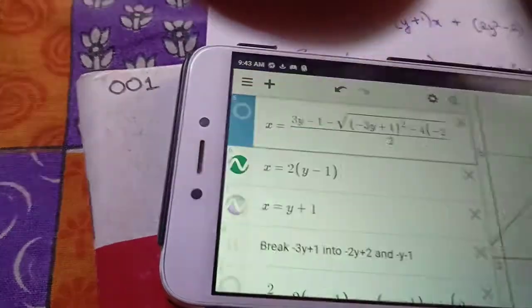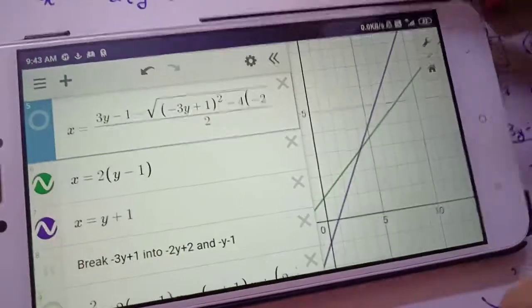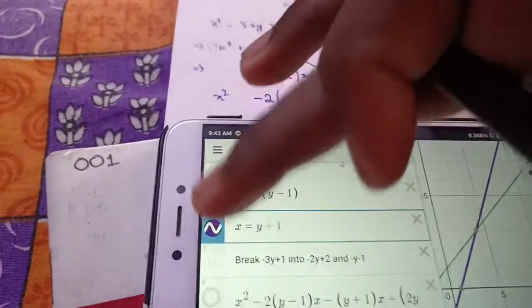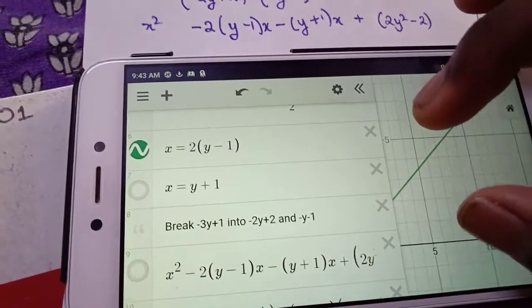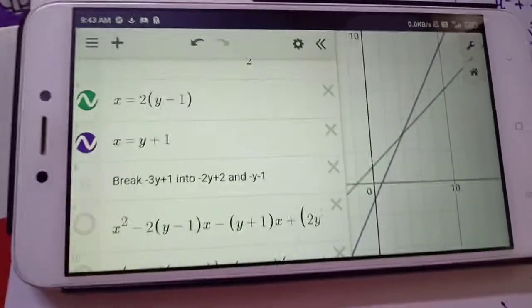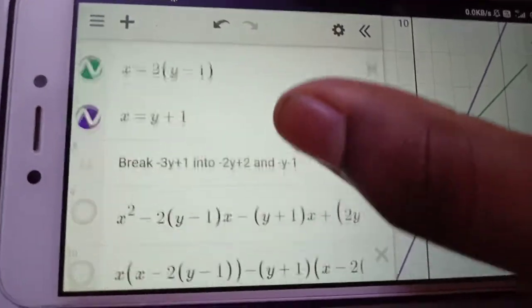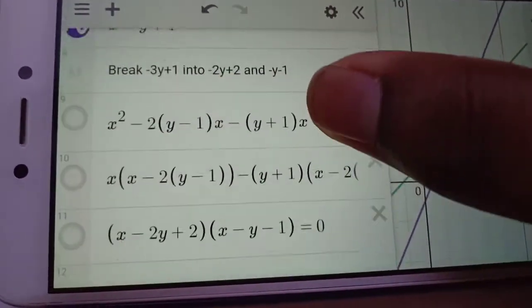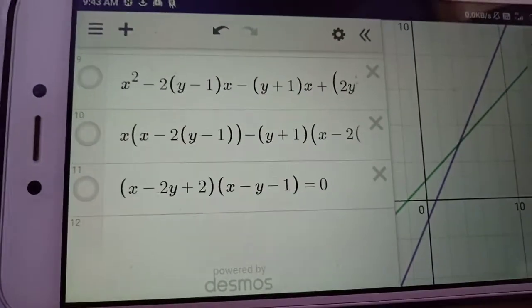So as you can see, these two are perfectly okay. Each of them represents one line only, not broken half lines. Yeah, so this is how you do it. Also, you can just factorize like this, though it's a bit of a lengthy method.